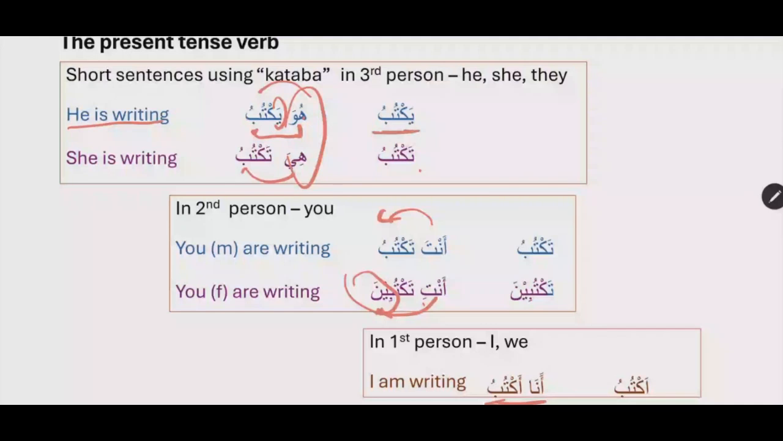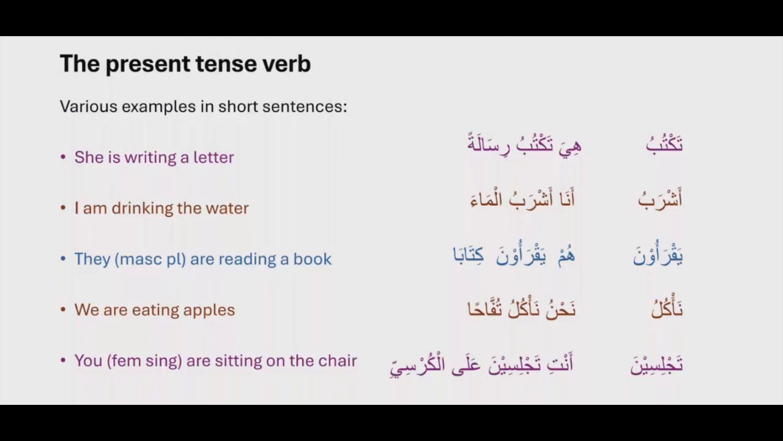Okay, so here's just a few examples of present tense verbs. She's writing a letter. This here agrees with the ta here. Ana agrees with the alif here. Agrees with the una there. Nahnu with the nun there. And anta is with this. Right? So you can see the pattern of how agreement between the pronoun and the verb works.